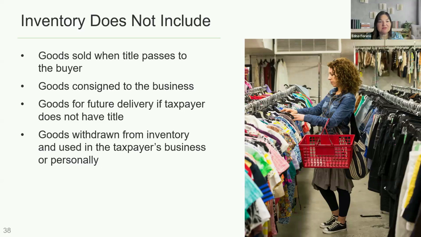You might have future delivery. If the taxpayer doesn't have title just yet, they don't have it in their hands, it hasn't been sent out, but you've already withdrawn it from your inventory, and it's getting ready to be delivered to that person. Or you might have taken inventory out and decided that you don't want to sell it after all, and you're going to keep it for yourself personally.